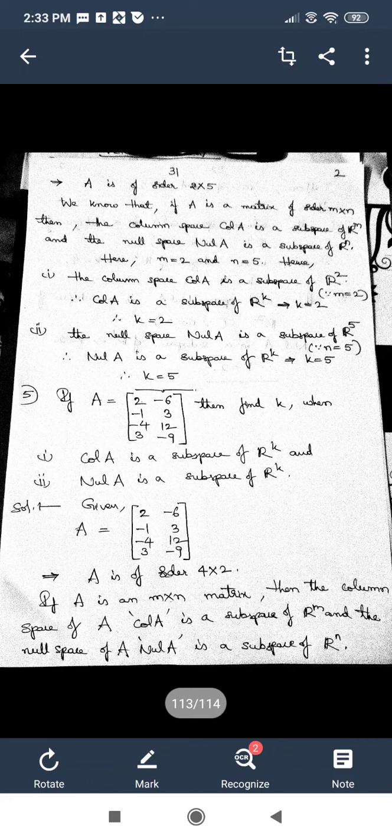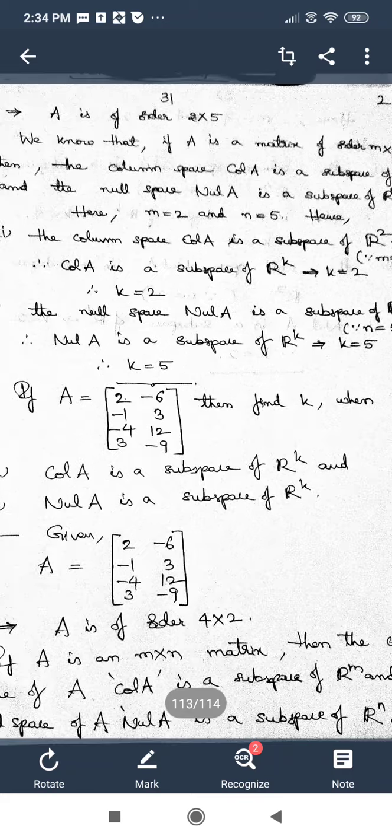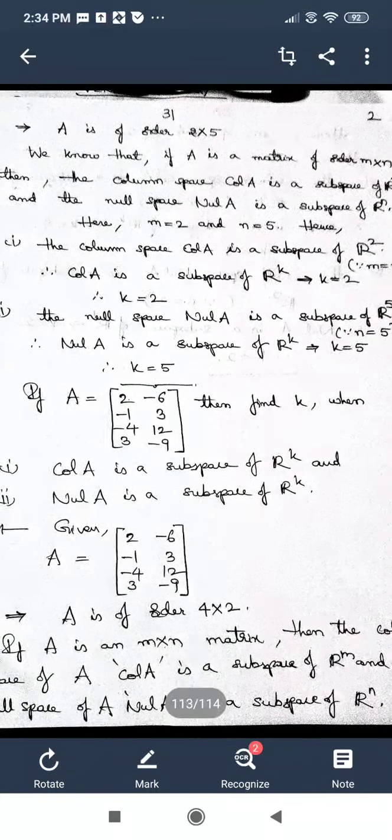Take null A is a subspace of Rk. Null A is a subspace of Rk means k is equal to 5. So if null A has to be a subspace of Rk, then k should take the value 5. Therefore k is equal to 5 in the second bit of the problem. So the value of k in the first bit is 2 and the value of k in the second bit is 5.